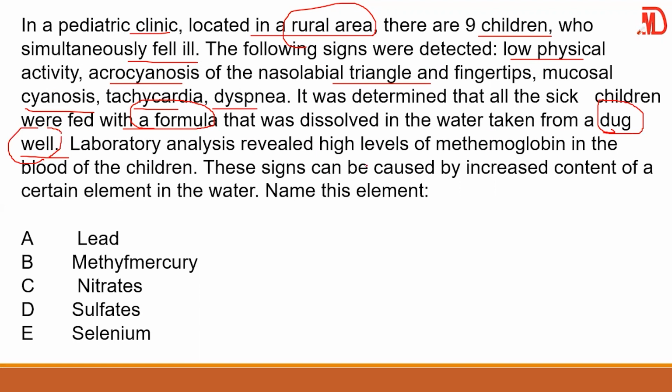Now, laboratory analysis revealed high level of methemoglobin in the blood of the children. So this is where you'll be looking at, of course, the history of the patient. But in the blood, we are having methemoglobin. Now, these signs can be caused by increased content of a certain element in the water. Name this element. So the question is that we want to look for the possible causes of methemoglobin. And methemoglobinemia is simply a condition of elevated methemoglobin in the blood. That means too much methemoglobin is inside the blood.